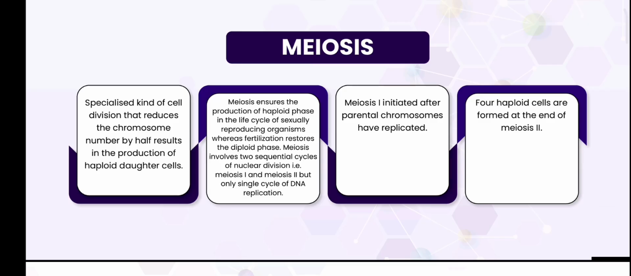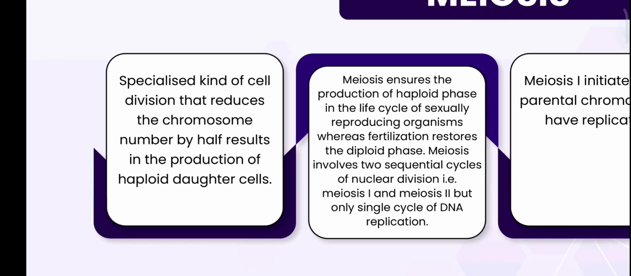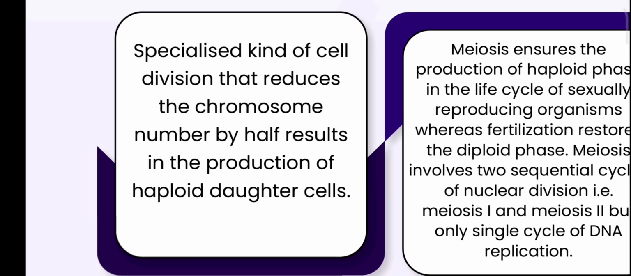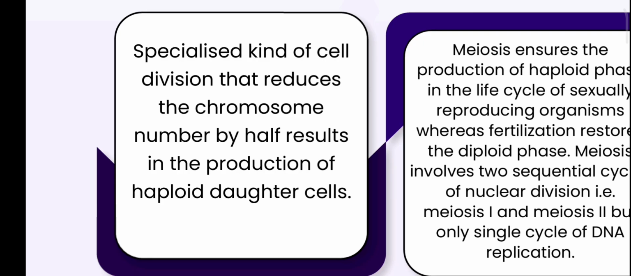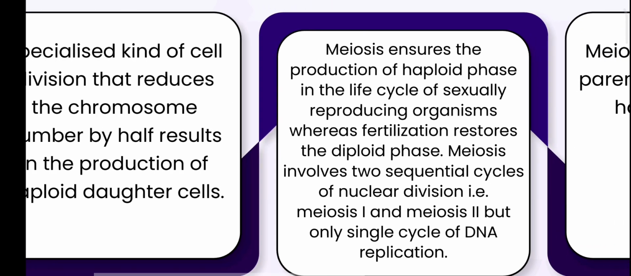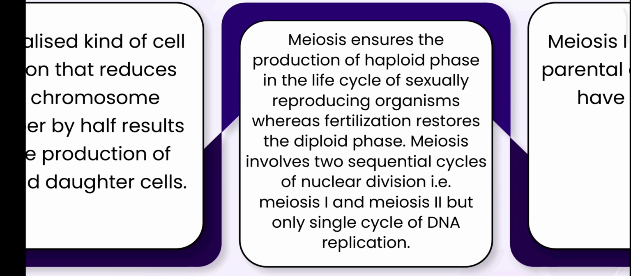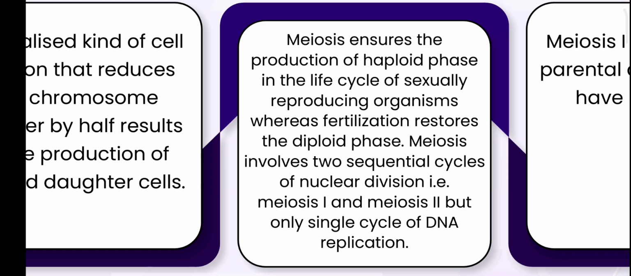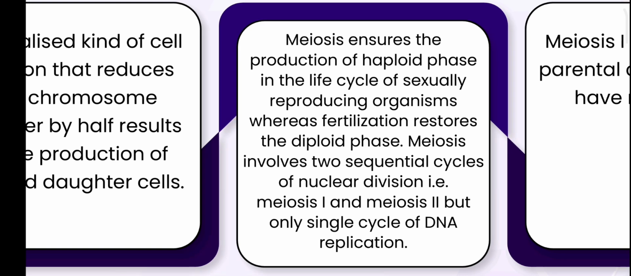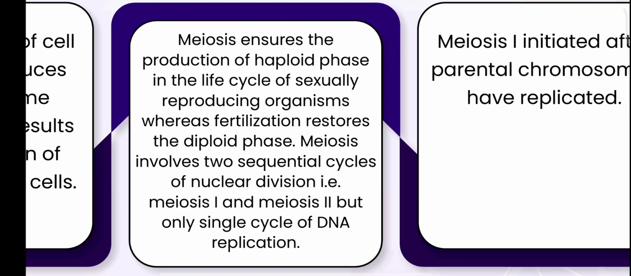Part 2. Meiosis. A special kind of cell division that reduces the chromosome number by half, resulting in production of haploid daughter cells. Meiosis ensures the production of the haploid phase in the life cycle of sexually reproducing organisms, whereas fertilization restores the diploid phase. Meiosis involves two sequential cycles of nuclear division, meiosis 1 and meiosis 2, but only a single cycle of DNA replication.